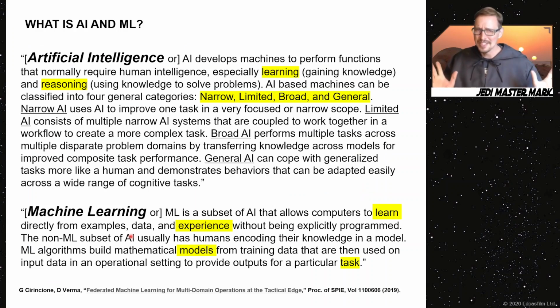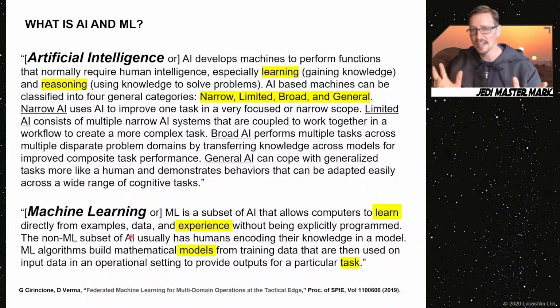So first, the definition: what is artificial intelligence or AI? Artificial intelligence is performing functions and tasks that normally require human intelligence, especially learning, which is gaining knowledge, and reasoning, using that knowledge to solve problems. Sometimes these are categorized in very different ways. Some people might even throw superhuman AI and other things in there.